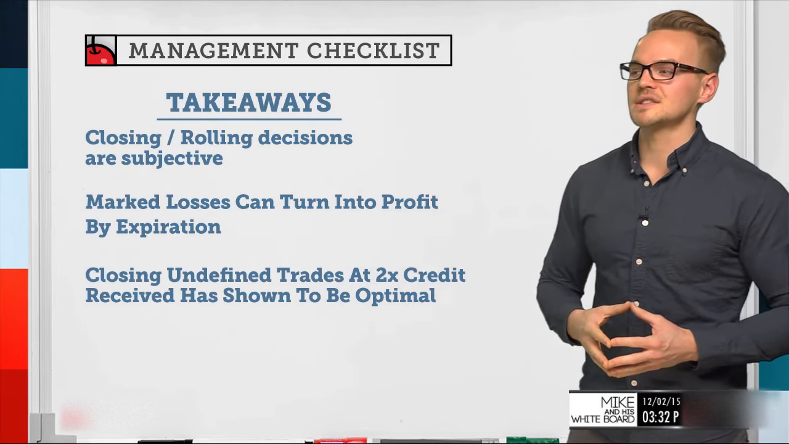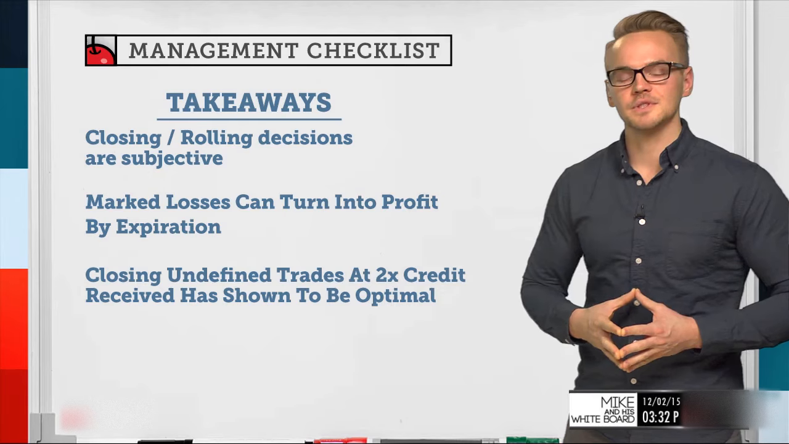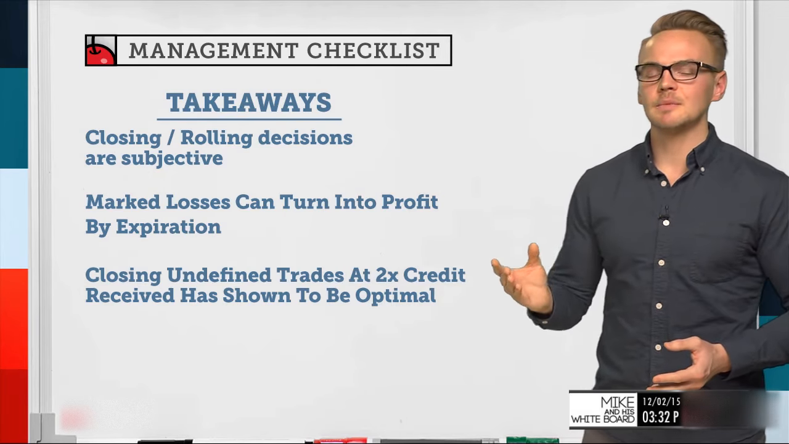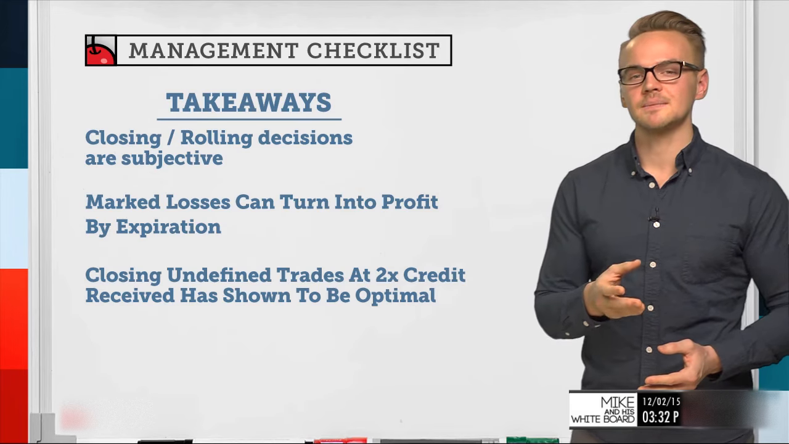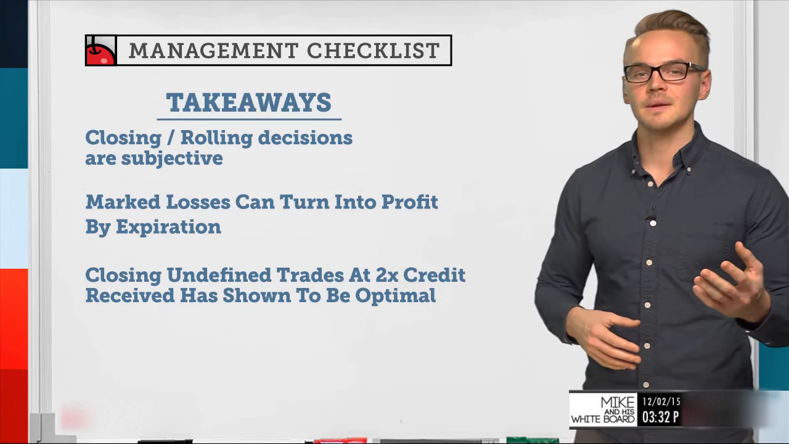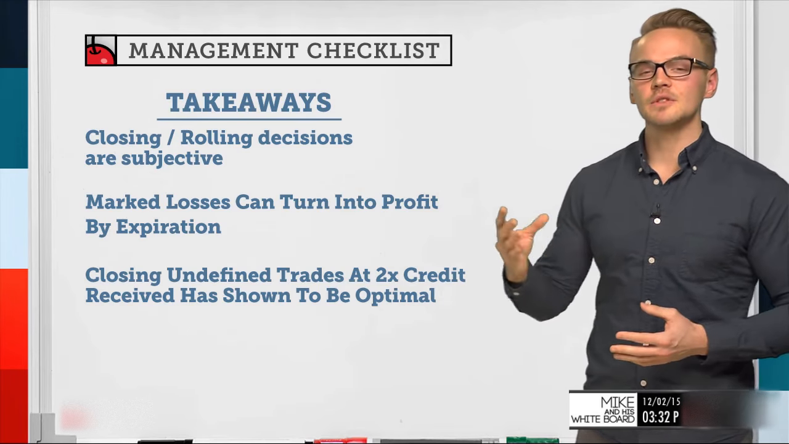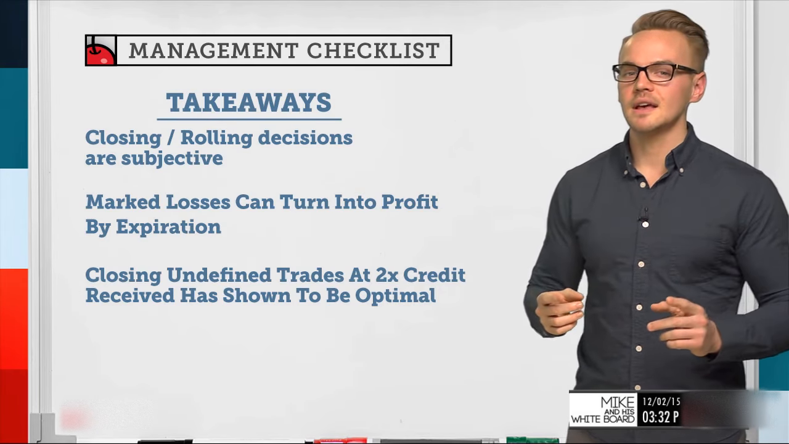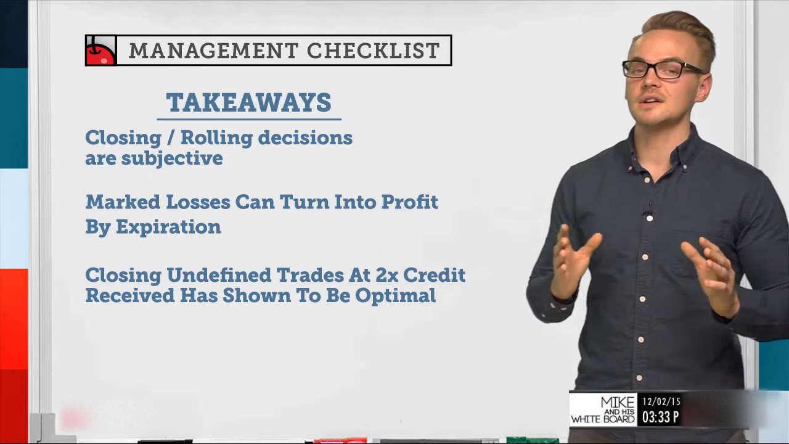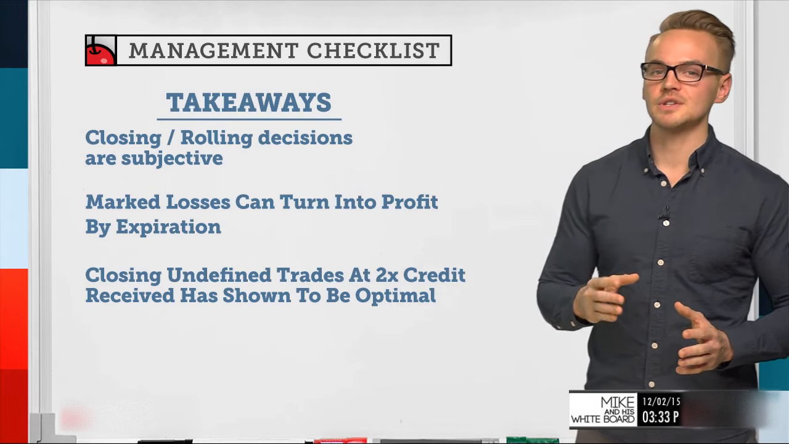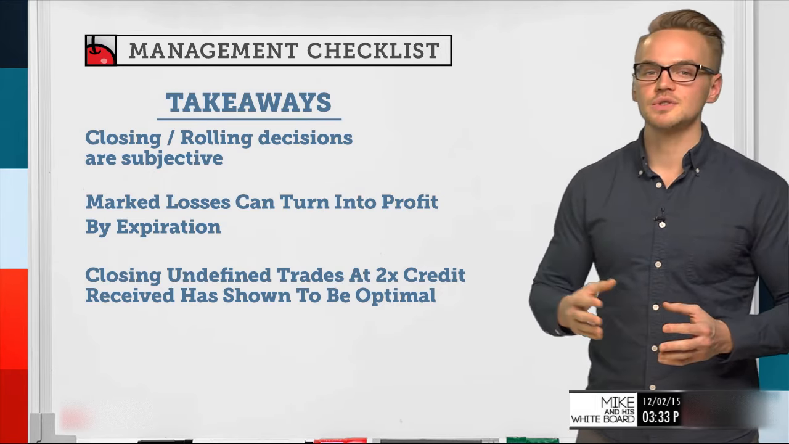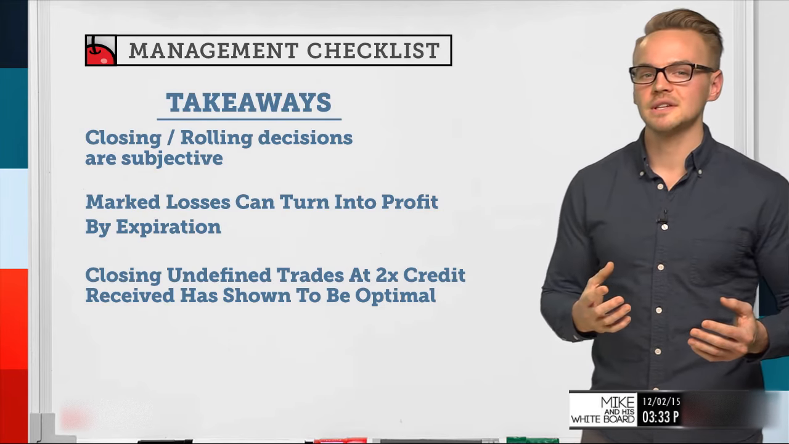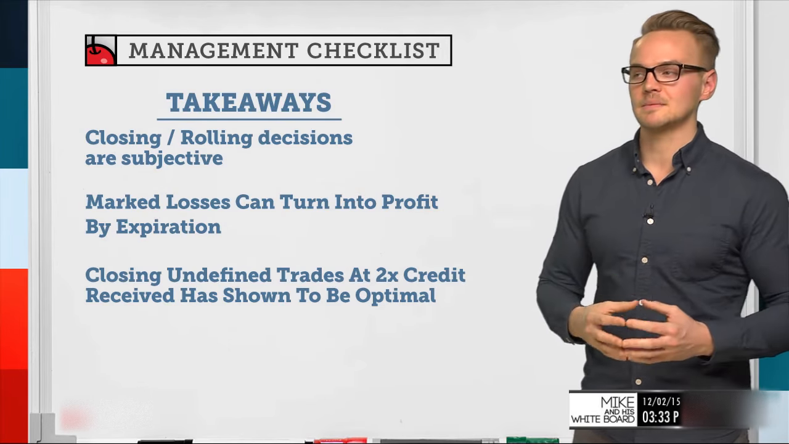Secondly, marked losses can turn into profit by expiration. So it's something I'm going to be very aware of. If I see a loss, I'm also going to double check that my option is not in the money. If it's still out of the money, even though I see a marked loss, I know that at expiration, if I sold that option, it's going to be profitable as long as it stays out of the money at expiration. So if I see a marked loss due to the stock price getting closer to my strike or implied volatility increasing, I'm probably still going to hold on to that option.